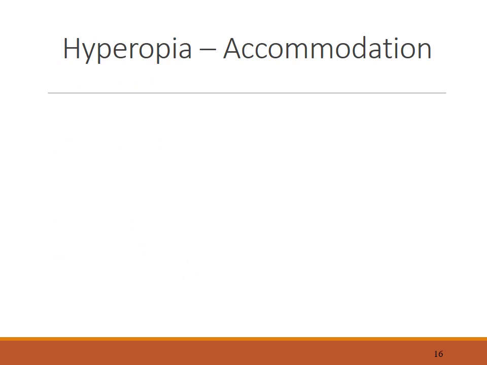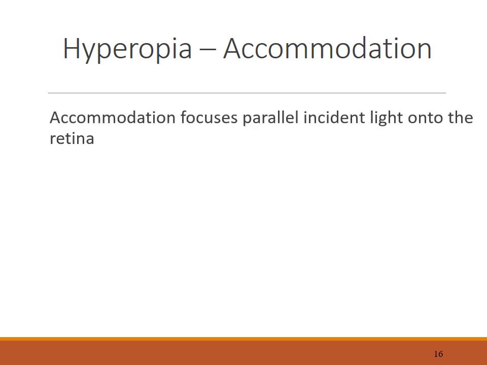Hyperopia and accommodation. As I mentioned before, hyperopia occurs when light rays entering the eye focus behind the retina. However, in some cases, because of the accommodation factor, even though they have a hyperopia problem, accommodation focuses the parallel incident light onto the retina. This normally happens in young patients.